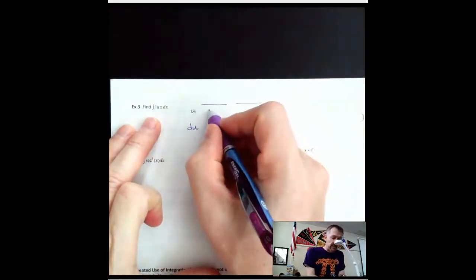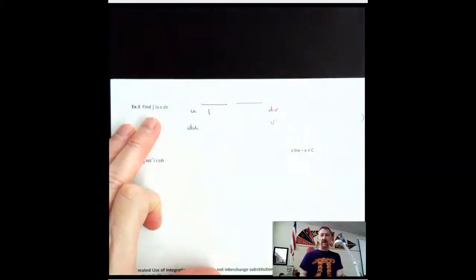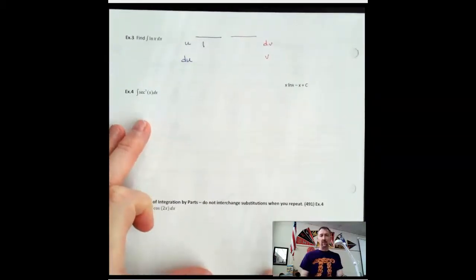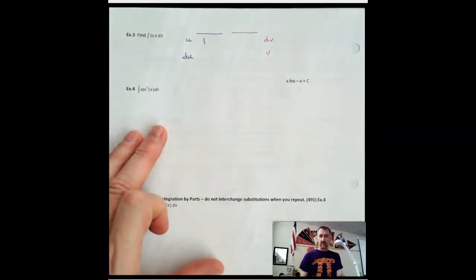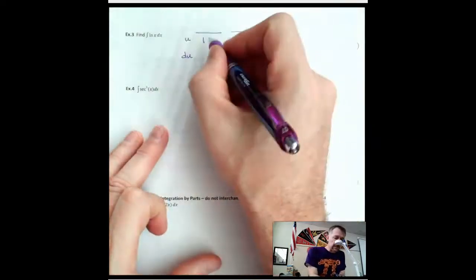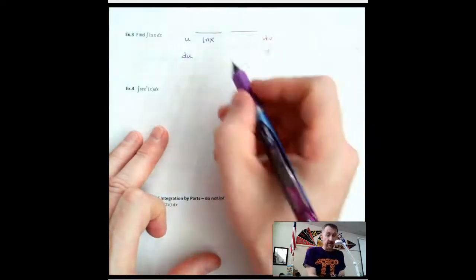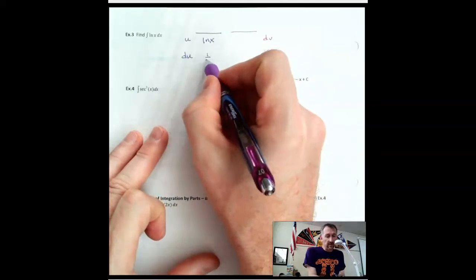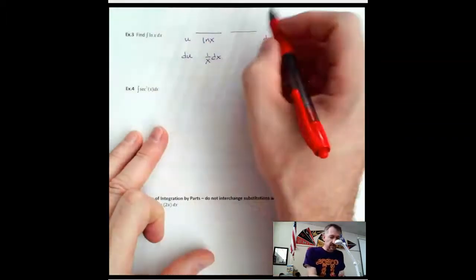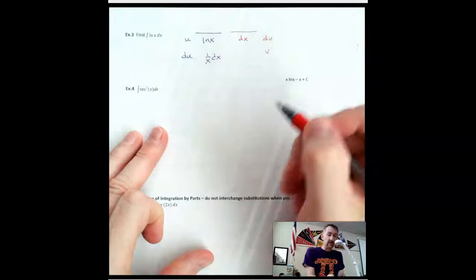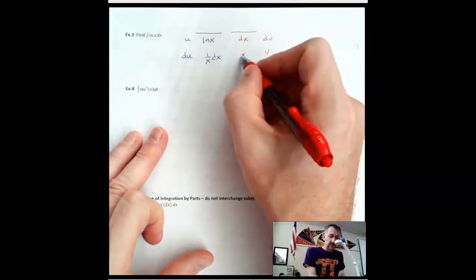So we want u to be something that we can make simpler when we take the derivative of it. And if we use that light mnemonic device, a memory device, like Roy G. Biv, light, logs. So usually logs are the first thing we want to try to get rid of, because when we take the derivative of the log, we're going to get 1 over x. So that's simpler. Now the trick here is, what do we want? Well, there's not much left. We could put dx over here. So if we integrate dx, we just get x.